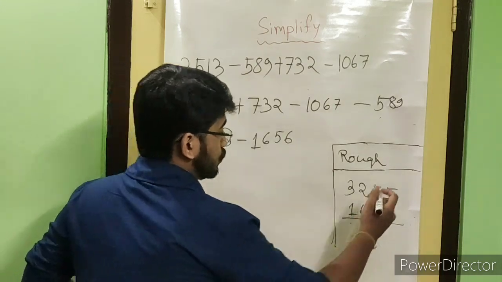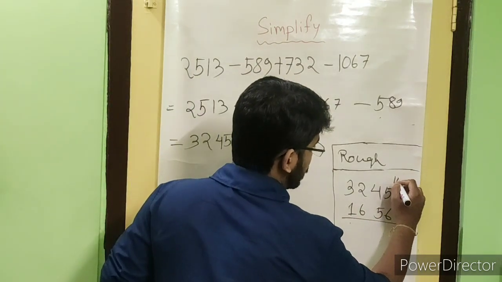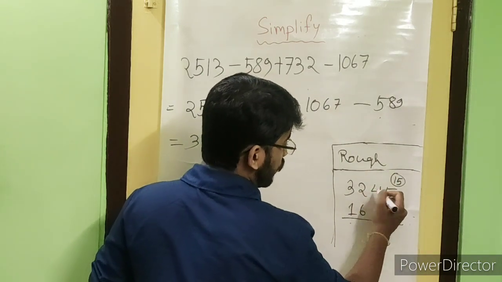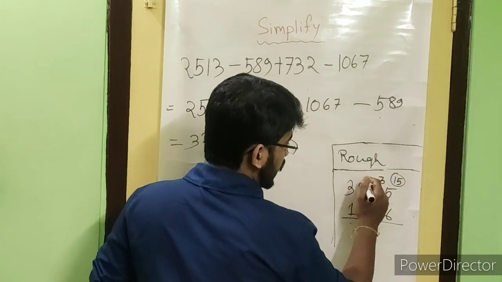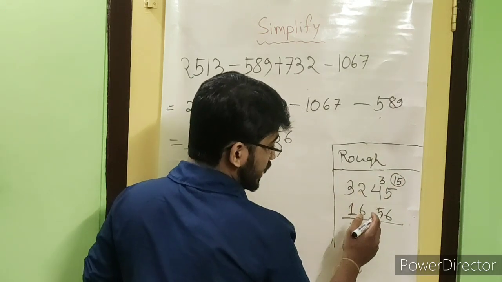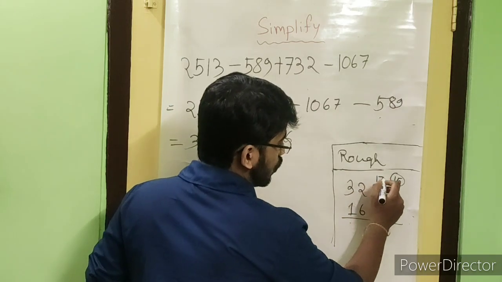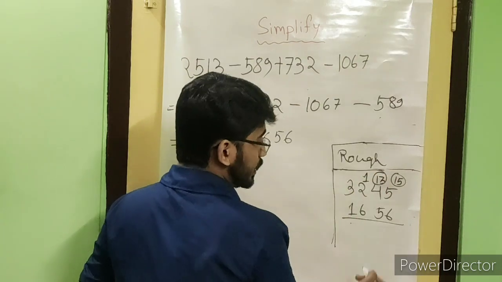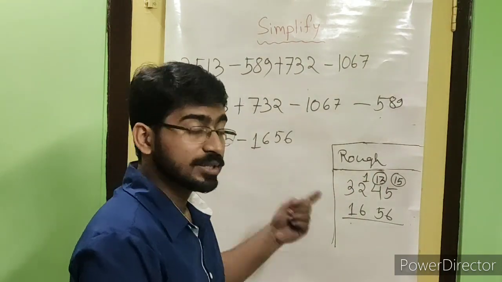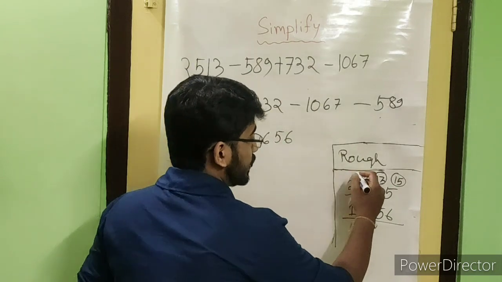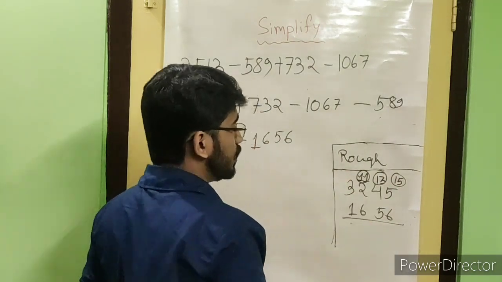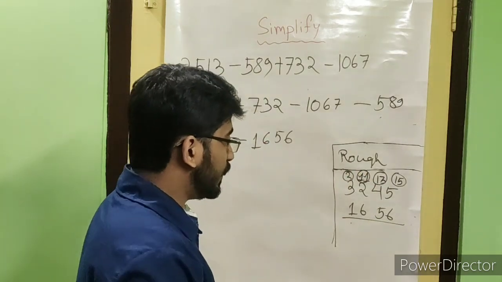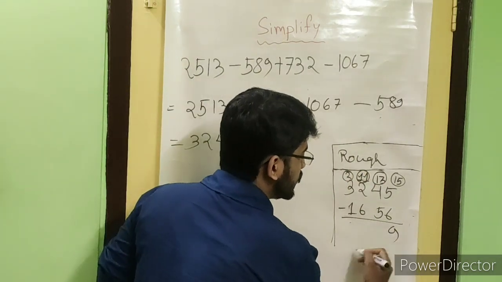3245. So 6 can't be subtracted from 5, so it will be 15. 5 will borrow 1 from 4, and 4 will become 3. Again 5 can't be subtracted from 3, that's why 3 will borrow a 1 from 2, and 2 will become 1, and 6 can't be subtracted from 1, that's why it will again borrow a 1 from 3, and 3 will become 2. So 15 minus 6 equals 9.